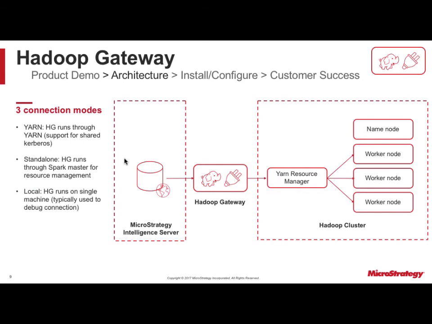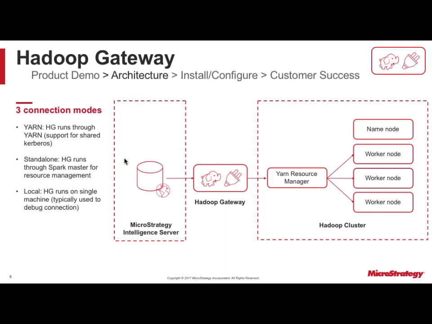So the Hadoop gateway supports 3 different connection modes: Yarn, standalone, and local. Yarn is the most frequently used connection mode that most customers are interested in. This mode even supports shared Kerberos. So the Yarn mode requires that the Yarn service is enabled on your Hadoop cluster. And so what will happen is the driver runs in the client process, and the application master is only used for requesting resources from Yarn.